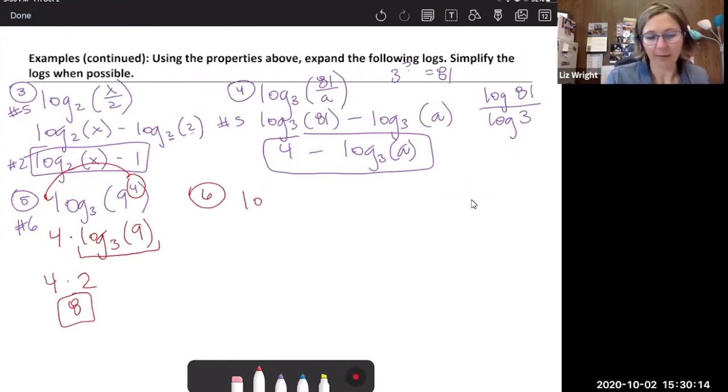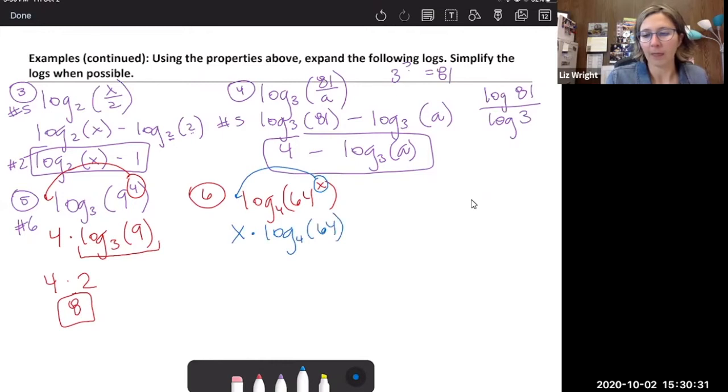Okay, let's try another one. Log base 4 of 64 to the x. Which one does this look like? And it should be number 6 again. So we're going to bring this down. So we're going to have x times log base 4 of 64. And then you should be asking yourself, 4 to what power is going to give me 64? And that should be 3. And then we'll rewrite it as 3x. We don't want to write it as x times 3, so it'll be 3x.